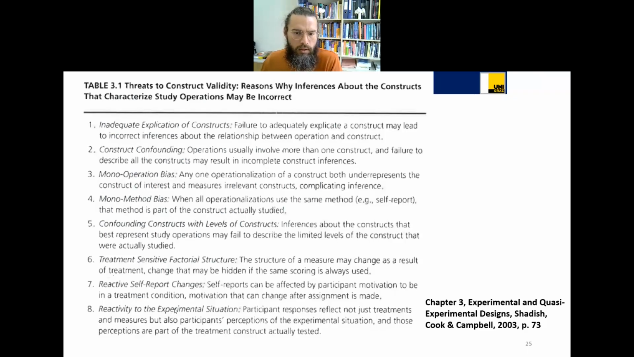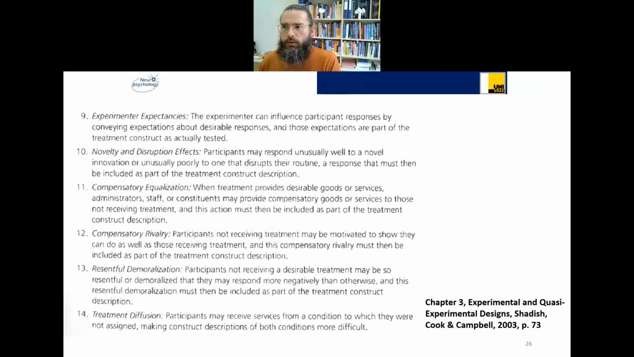So, the reactivity to experimental situation. The participants' responses reflect not just treatments and measures, but also participants' perceptions of the experimental situation. And those perceptions are part of the treatment construct actually tested. We discussed that last time for so long, so I don't have to explain it again here. This is an interaction between participants and experimental situation, which may lead to completely unexpected results.